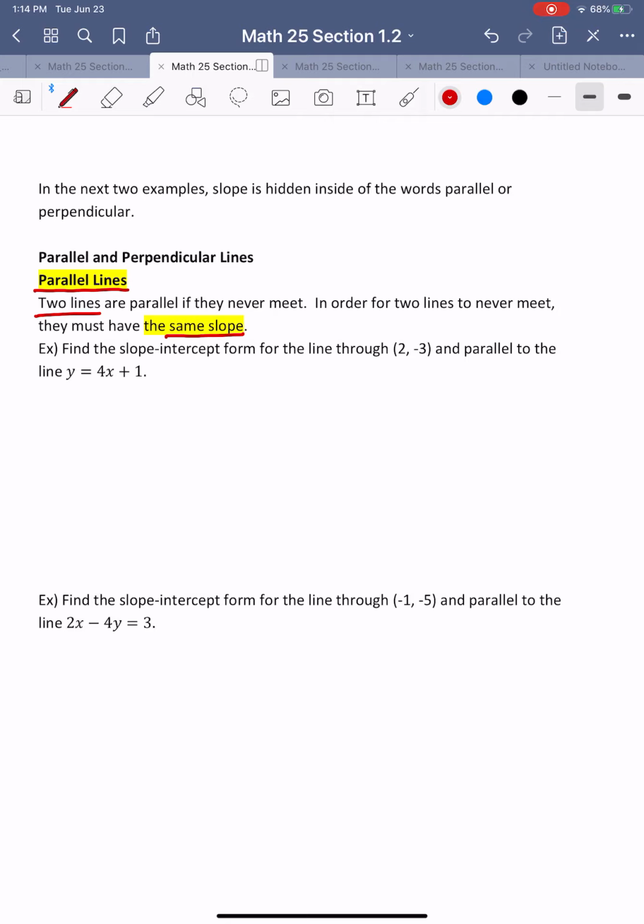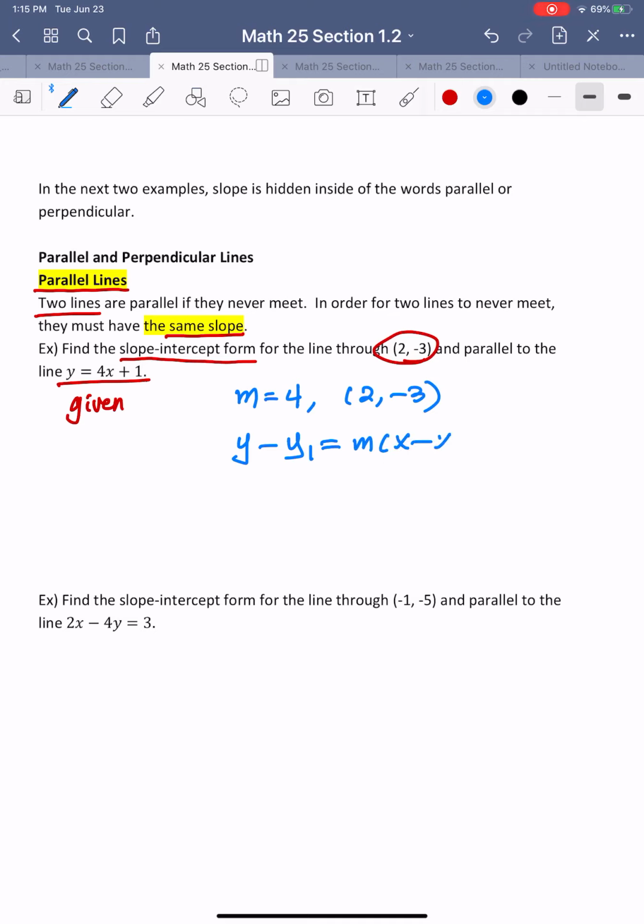So we are looking for the slope intercept form through this point, okay? But this is the given equation. So the given equation is y equal to 4x plus 1. So whatever equation we're going to get, it will have the same slope as the given equation. So we need to take out the slope first. So the slope for the given equation is 4. And then one of the points is (2, negative 3). So you can just use the point slope form, right? So y minus y sub 1 equal to m times x minus x sub 1.